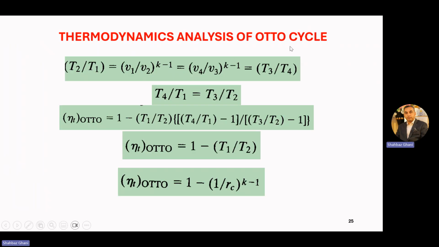So in the thermodynamic analysis of the Otto cycle, we have this thermal efficiency in terms of temperature, or we simplify it to 1 minus T1 over T2, or we can write it as 1 minus 1 over rc to the power k minus 1. rc is your compression ratio. Okay, k is the specific heat ratio.